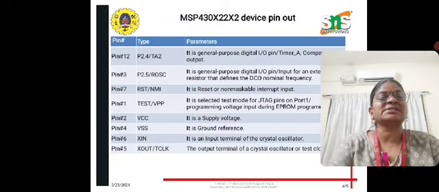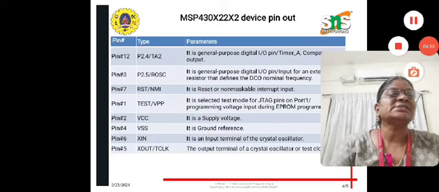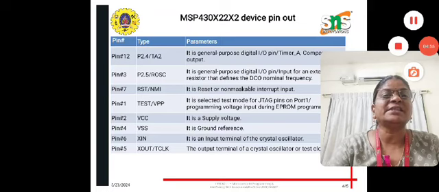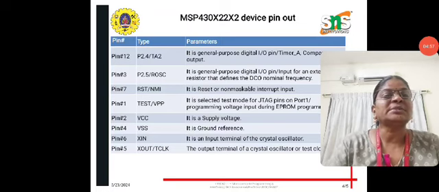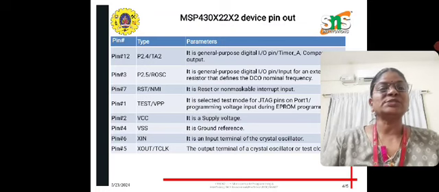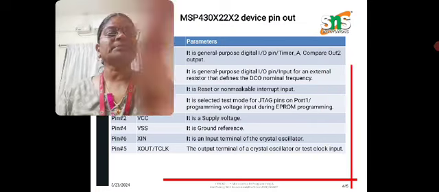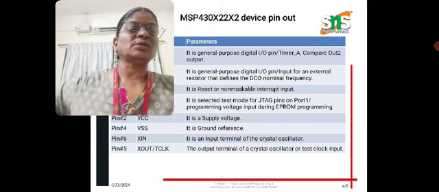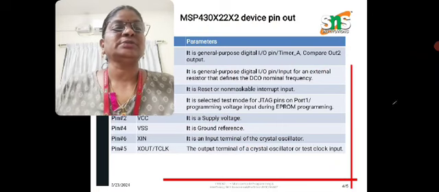VCC is our supply voltage and VSS is our ground reference, and XIN is nothing but an input terminal of the crystal oscillator, and the last one, pin 5, is the output terminal of a crystal oscillator or test clock input, right?